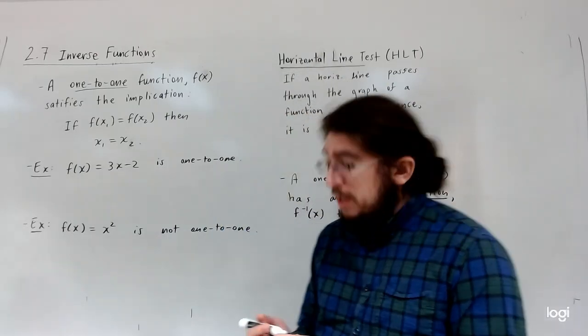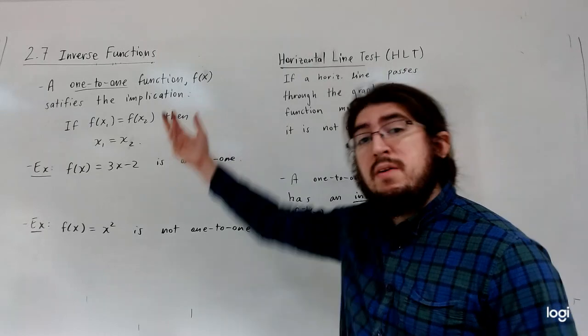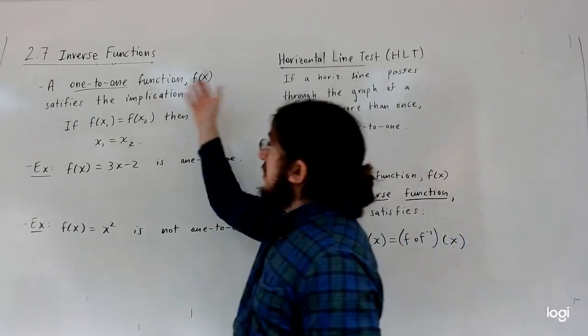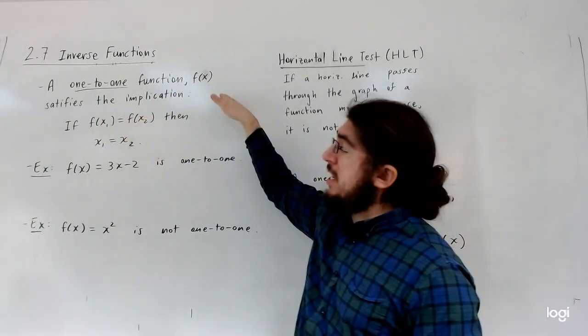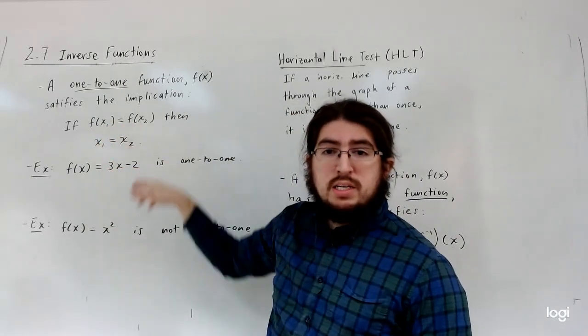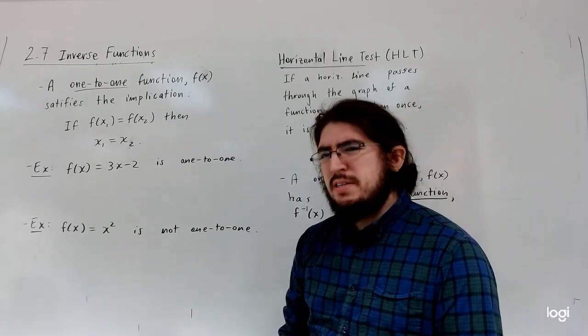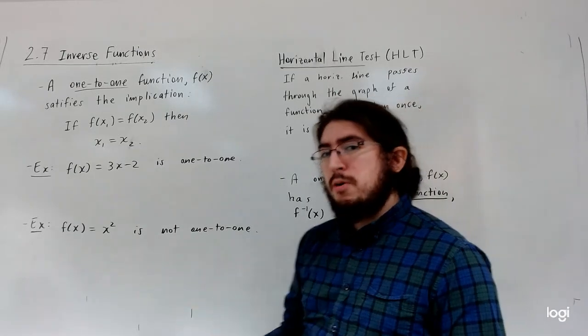Okay, now for 2.7, we're going to discuss inverse functions. First, let me start off by defining what a one-to-one function is. A one-to-one function f of x satisfies the following implication: if f of x1 is equal to f of x2, then x1 is equal to x2. It's a weird definition, but we'll see why it's important in a second.